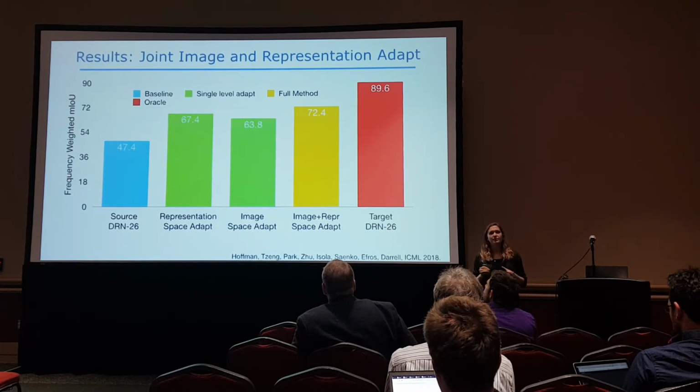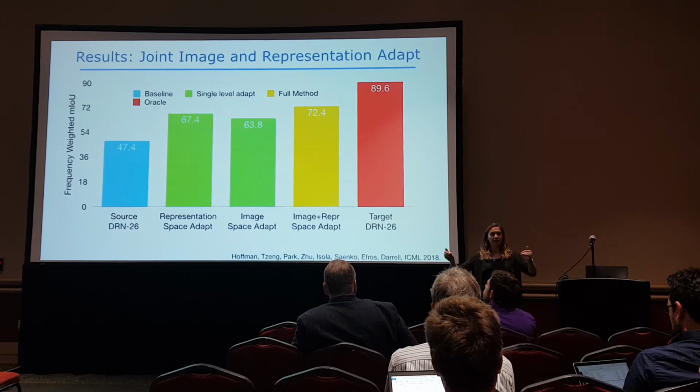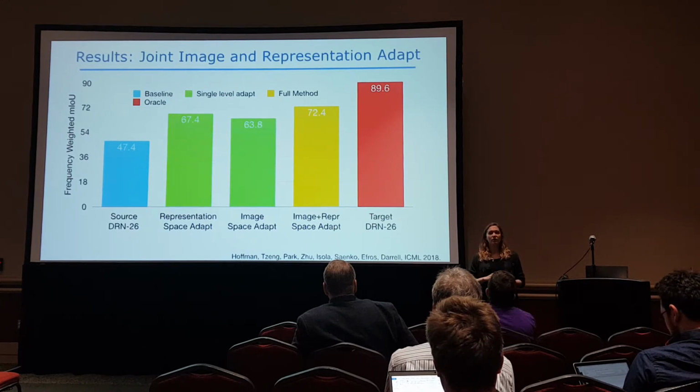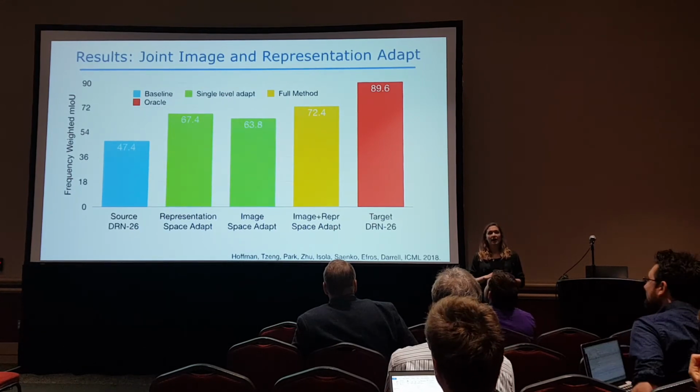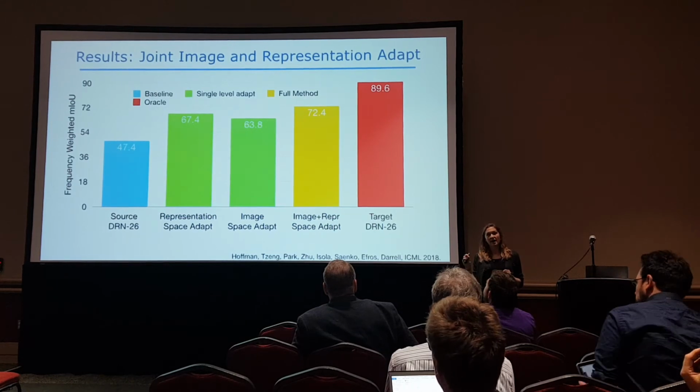So why does this happen? The representation space is studying simply overall statistics in that representation. There's no low-level structural consistency to make sure that you don't wash out the results of small objects. And so it doesn't perform as well at adapting those things.